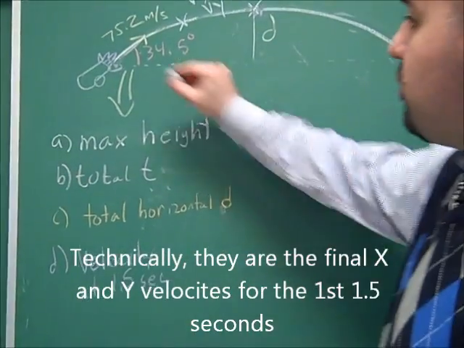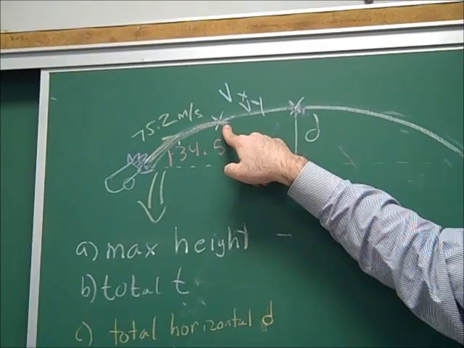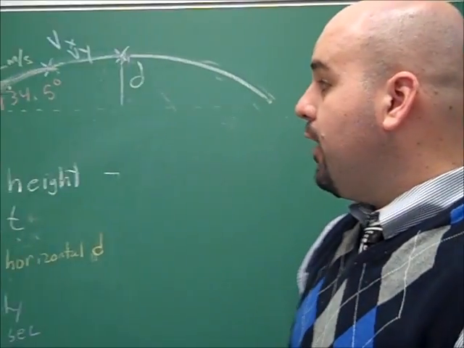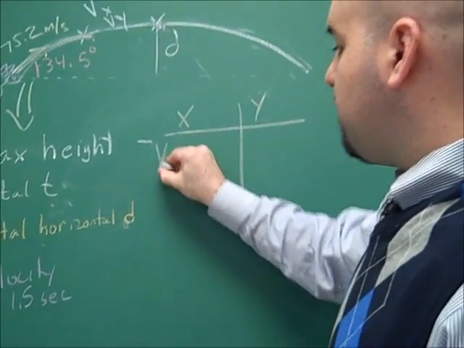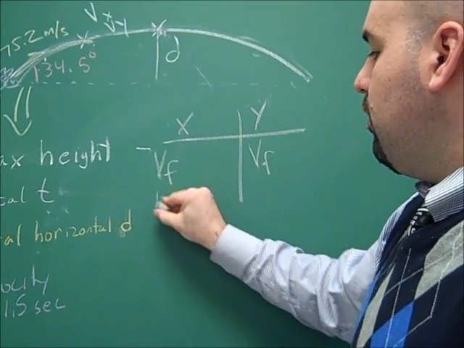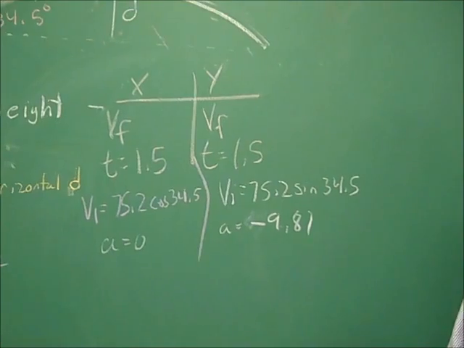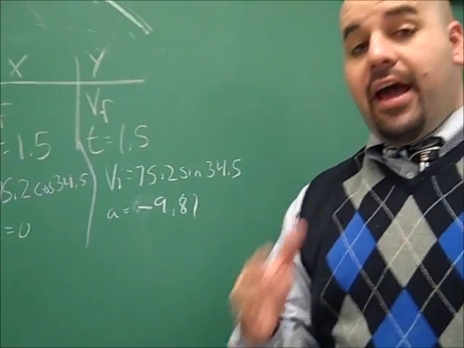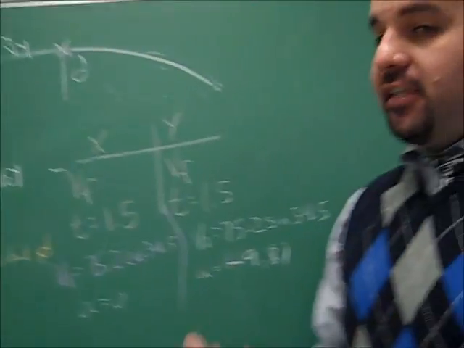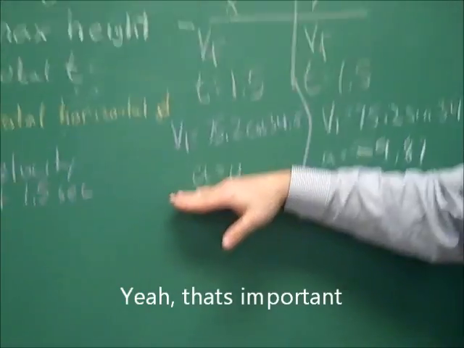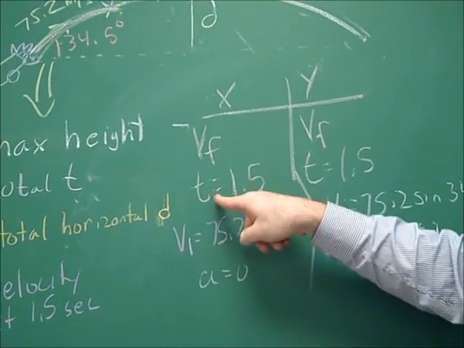Now what you should ask yourself is, in this picture, we're looking at that interval. Is this the beginning or final point of the interval? Well, it's definitely final. So in my x and y tables, I'm trying to find the final velocity after 1.5 seconds. Here's our overall table. Now, one trick you can remember is, at any point in this arc, the x velocity does not change because of this fact right here.